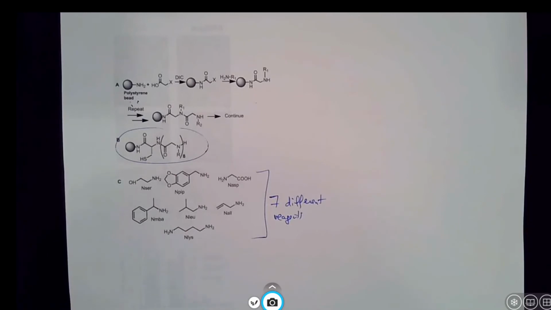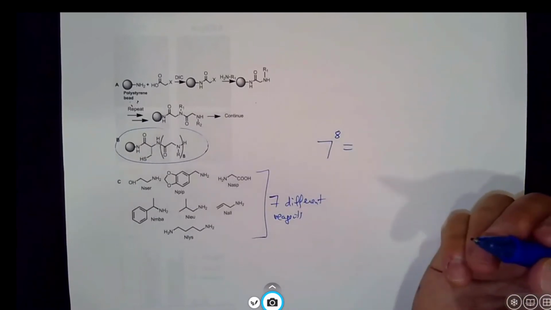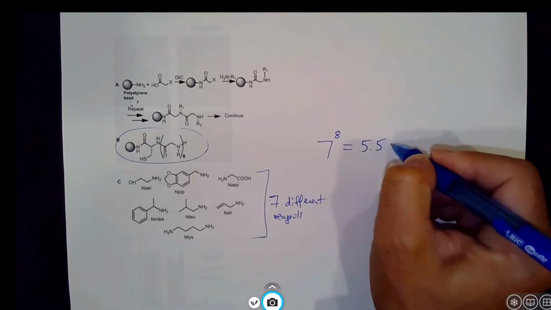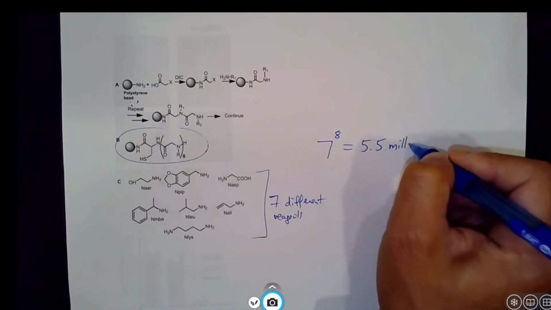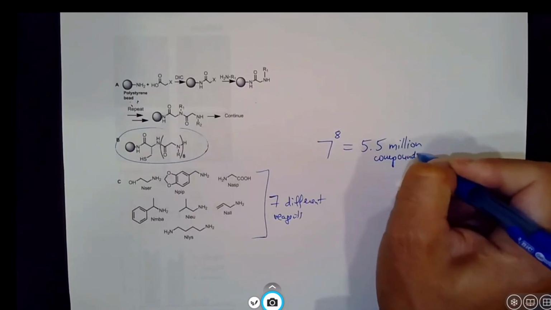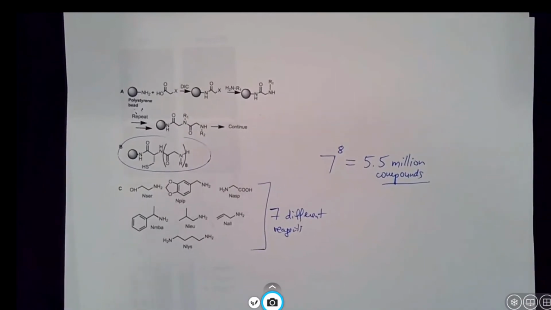So 7 different reagents and 8 different spots. You put that to the power of 8, and if you punch that into your calculator, that turns out to be around 5.5 million compounds. It's remarkable because all you need are 7 different reagents. So they generated a large library of 5.5 million compounds in a relatively short amount of time.